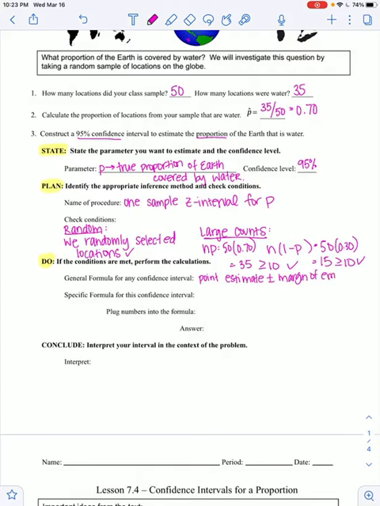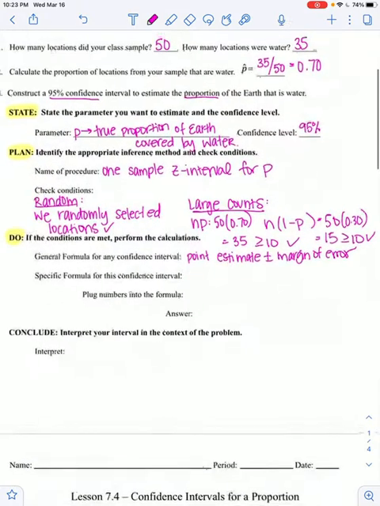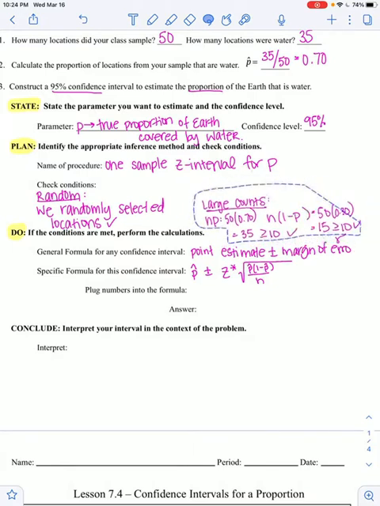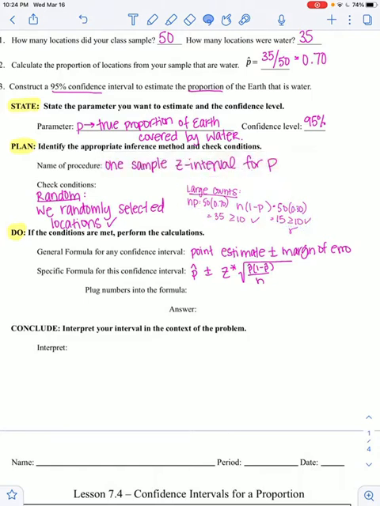Next, what we're going to do is input our specific formula. This is what we were doing the other day when we did the Hershey Kiss Lab. So we have our p hat, which is our sample, plus or minus our Z critical value times our standard deviation, which is the square root of p hat times 1 minus p hat over n. I'm just going to move this over here so it's not in the way. Now all we have to do is plug the numbers that we have above into our formula.